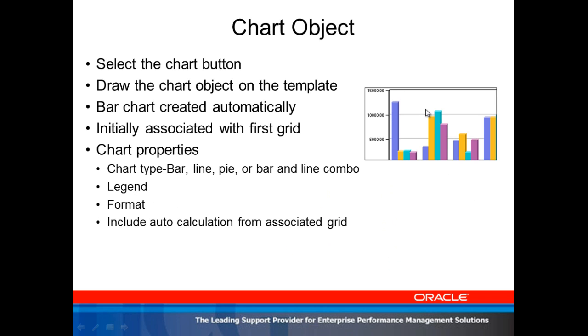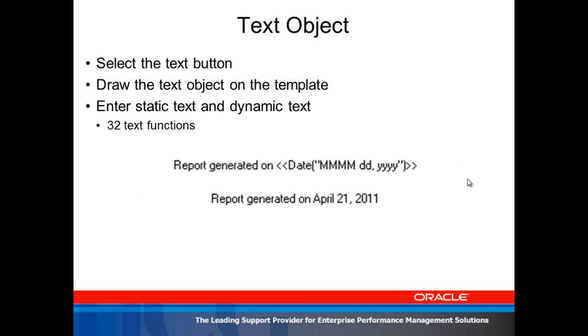The chart object, you select the chart button and draw the chart on the template. And a bar chart is created automatically, but you can select bar charts, line, pie, or a bar and line combination chart, and via the properties you can change the legend and the format, including automatic calculations like grand totals and averages from the grid that is associated with the chart. The chart has to be associated with some grid already on display, but you don't have to necessarily display the grid that the chart is created from. You can hide the grid.